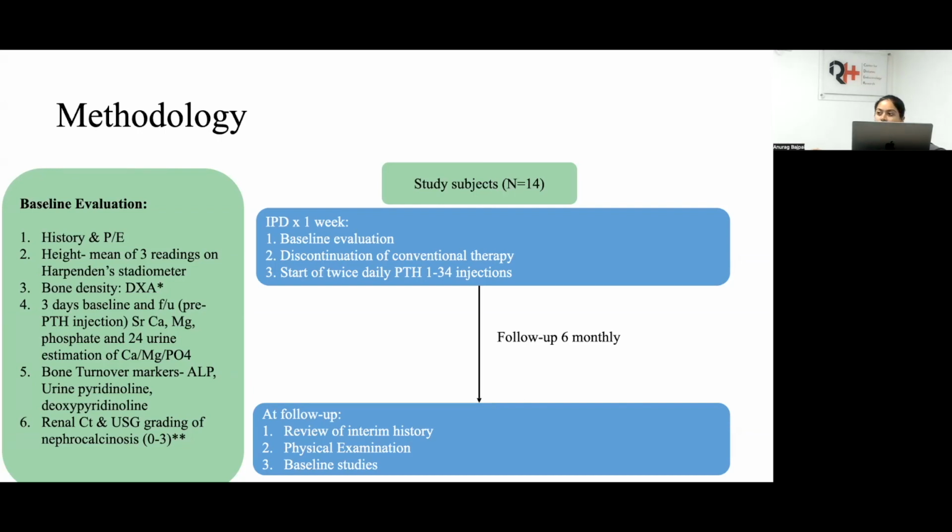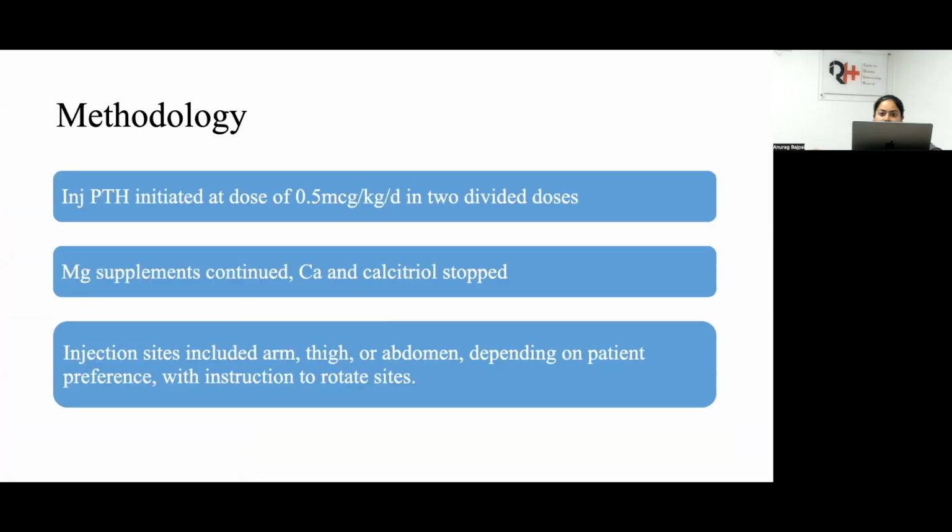And at the onset of the study, renal CT and ultrasound were done for grading of nephrocalcinosis, which was graded from 0 to 3, where 0 was no nephrocalcinosis and 1, 2, 3 were mild, moderate, and severe nephrocalcinosis. Injection parathyroid hormone was initiated at 0.5 mcg per kg per day in 2 divided doses. During this therapy, magnesium supplements were continued. However, calcium and calcitriol were stopped for all except 1 child who also had malabsorption and required oral calcium supplementation.